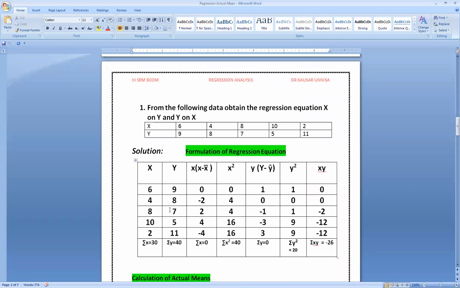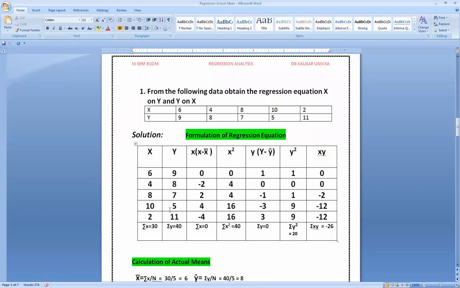Let us see this question. From the following data, obtain the regression equation x on y and y on x. If they say calculate the two regression equations, or if they say regression lines, the regression equation and regression lines are both one and the same. Here they have given one x variable and another y variable. The x values are 6, 4, 8, 10, 12. These are all the actual values given in the question. The y values are 9, 8, 7, 5 and 11.